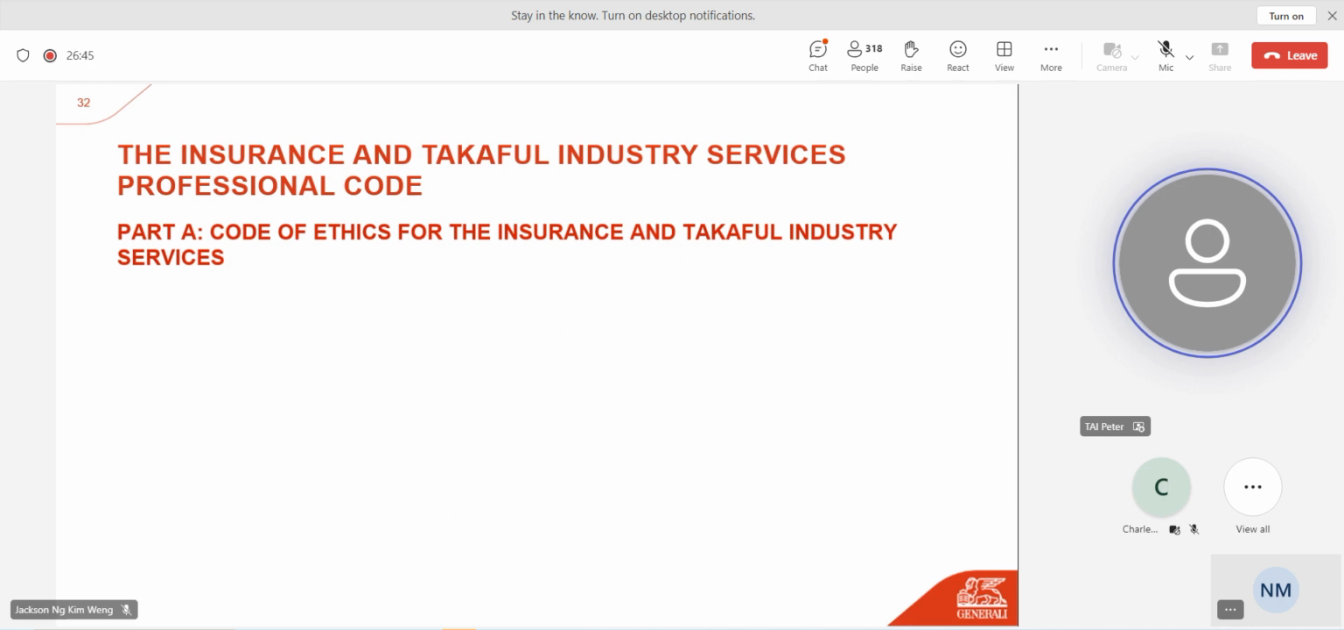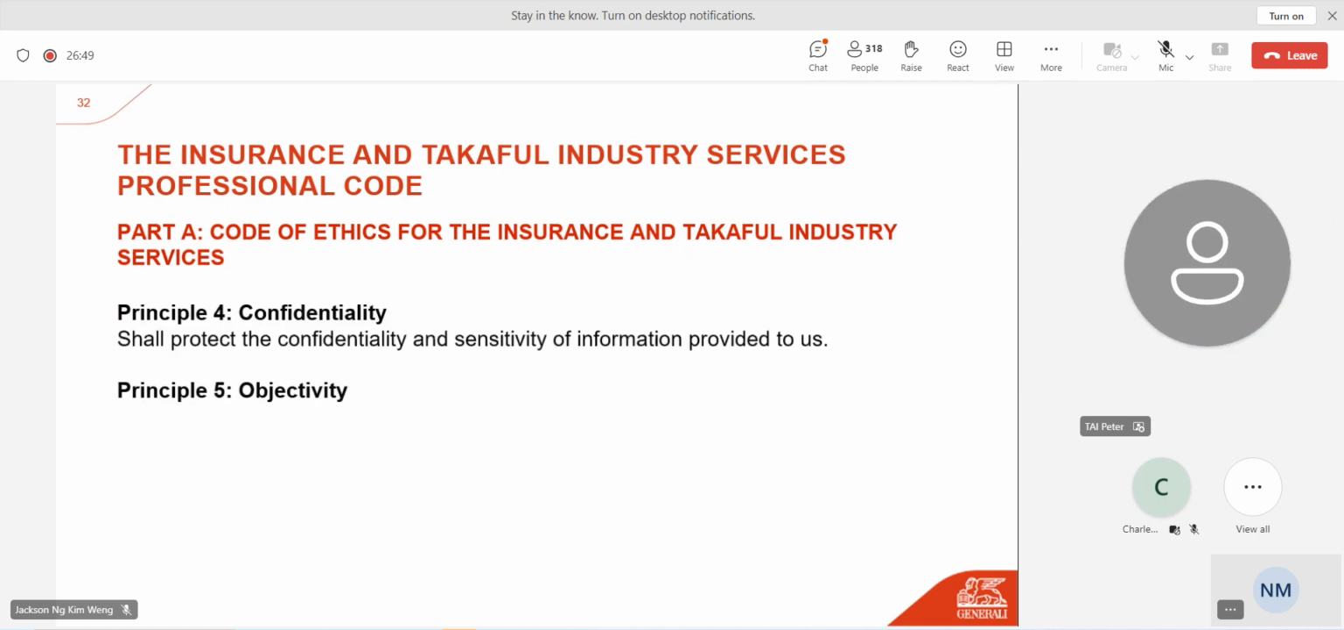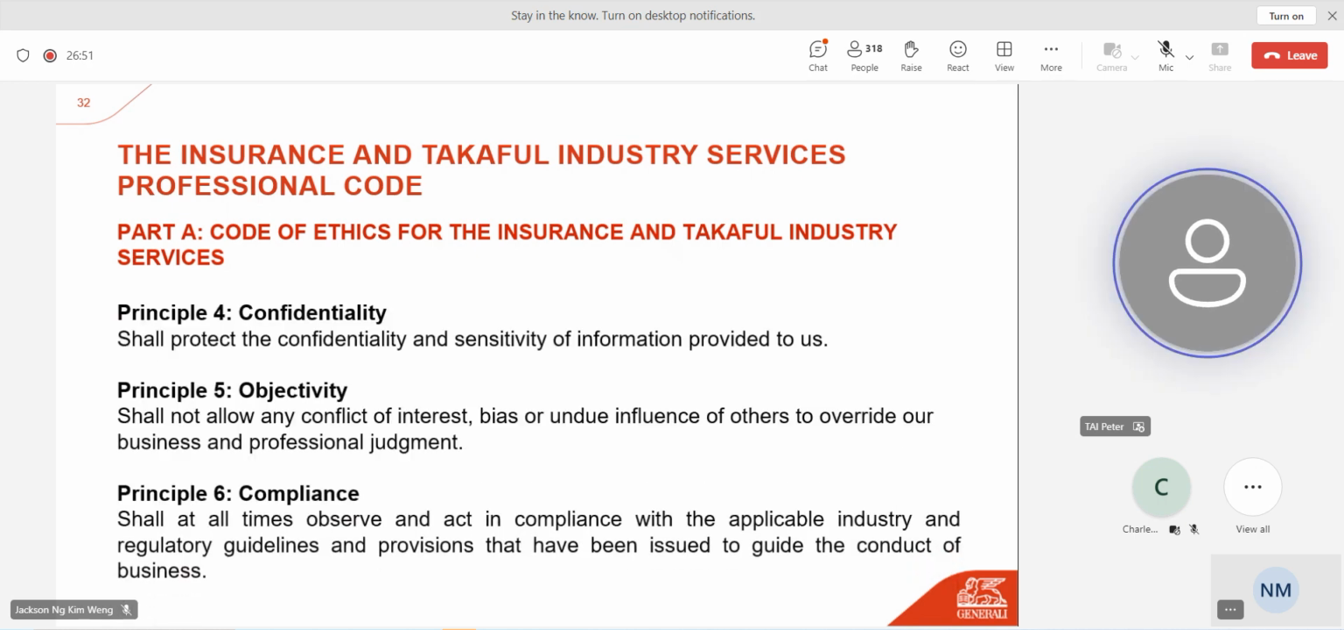The following three principles: you must always protect confidentiality and sensitive information. Objectivity: you must be very objective. You cannot be biased, or have any undue influence, or anything that can overrule your professional judgment. Because all of us are professionals here, we have to do our best.